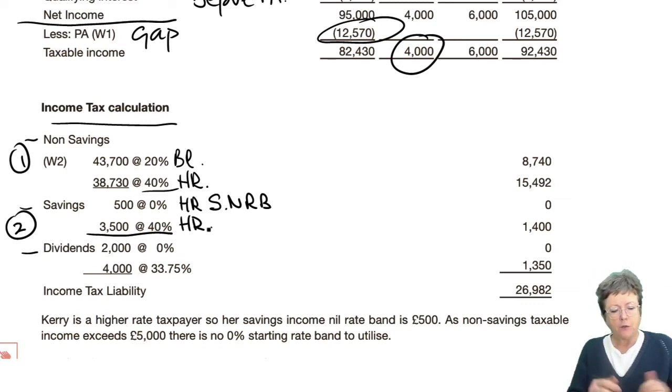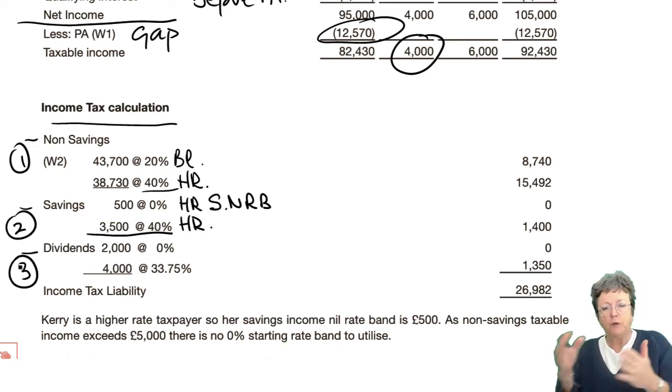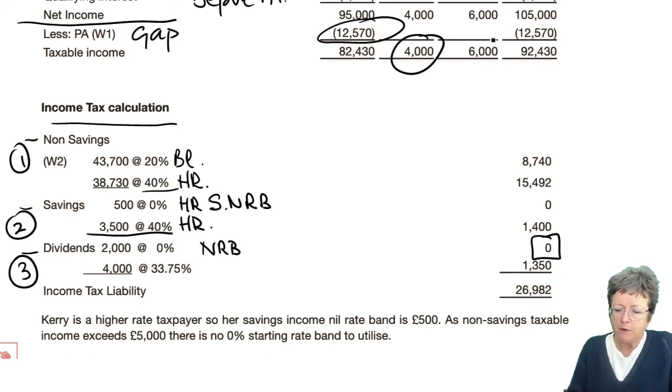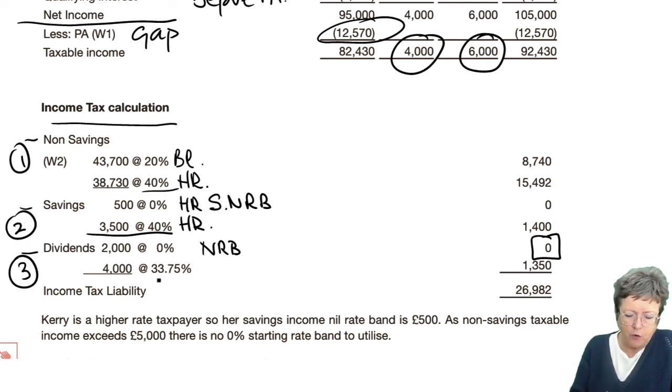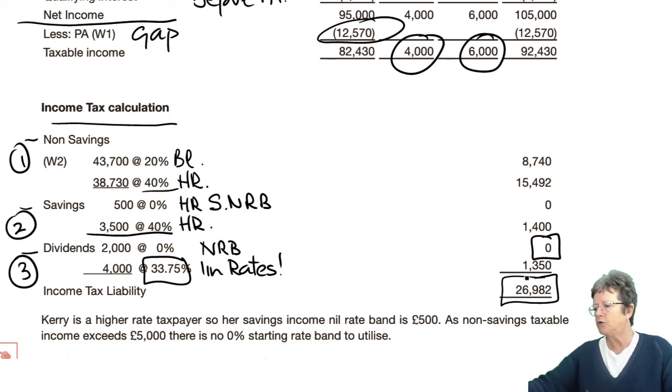Dividends. So third one, rules. Think rules. The rule is £2,000 nil rate band for dividends. No tax on those first two. The balance of that 6 is taxed at the dividend rates. Check it out. Make sure you read it carefully, giving a total liability of 26,982.